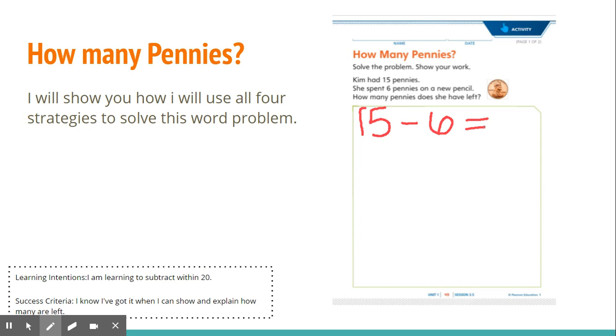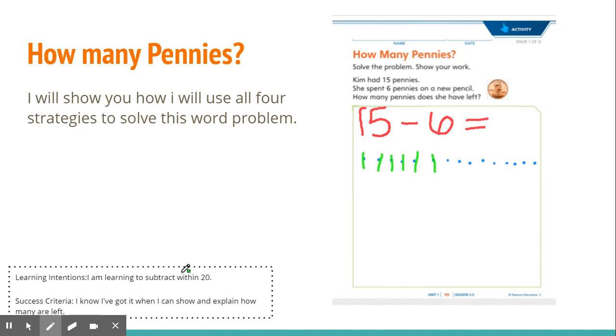I could also do a picture, and I'm just going to do little dots. Can you count with me? 1, 2, 3, 4, 5, 6, 7, 8, 9, 10, 11, 12, 13, 14, 15. And then I also need to show that she spent 6 of them, so that's 6 going away. So I'm going to just draw a line through 6. Count with me. 1, 2, 3, 4, 5, 6. Okay.